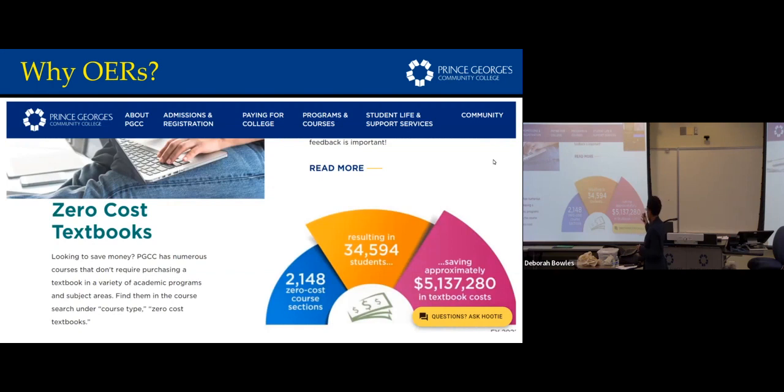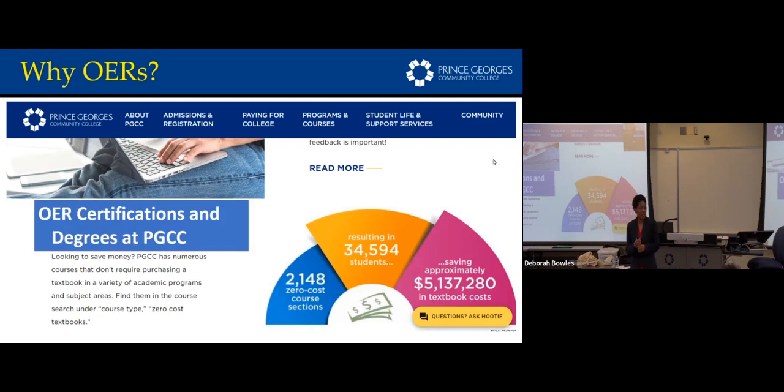So we alluded to this. We said it earlier this morning. This is what PGCC's website looks like. We have this zero cost textbooks page and we say we've saved $5 million, and we continue to change that as we continue to do more for our students. But this is what we want it to look like. We're getting there, where we have certificates and degrees at PGCC that are totally OERs. You will not have to purchase a book if you do not want to. It's available for students if they want to create a book and have something paid.